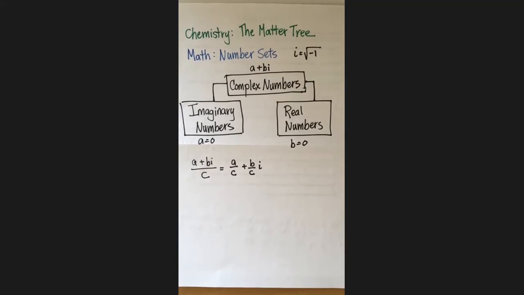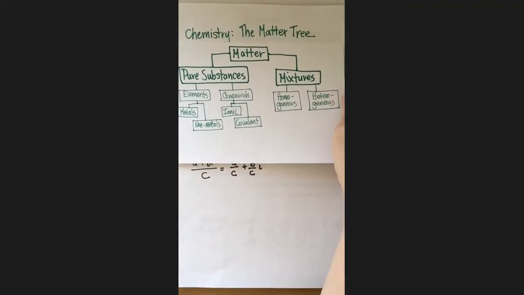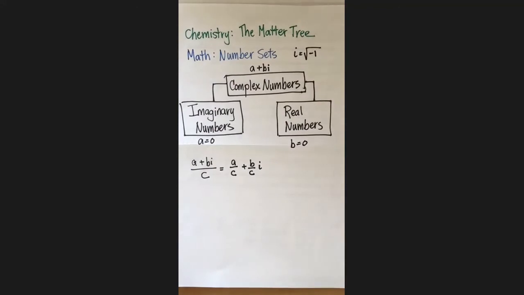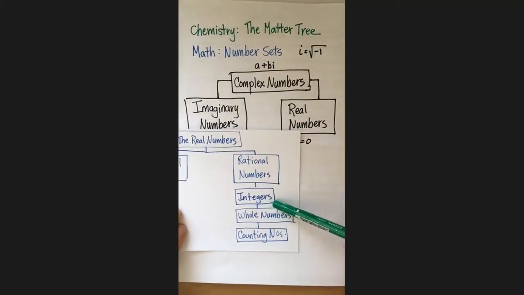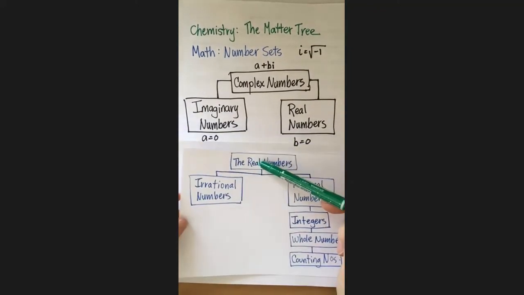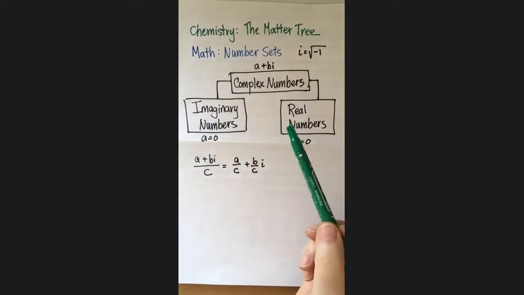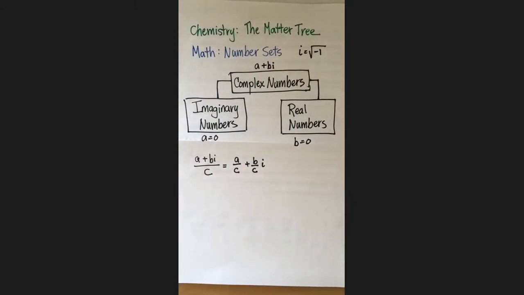So whereas in chemistry, we started from matter and worked our way down, in math, you actually started from the bottom, the counting numbers, and worked your way up to rational numbers and real numbers in Algebra 1. And now we're all the way up to the complex numbers.